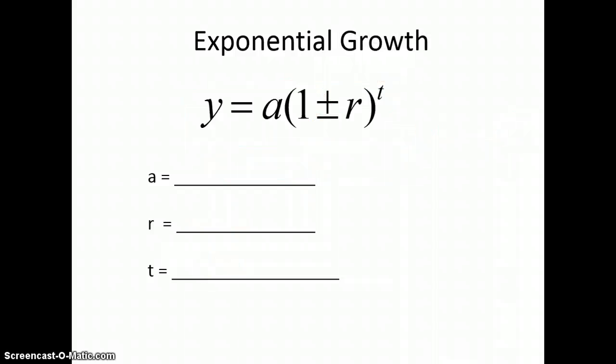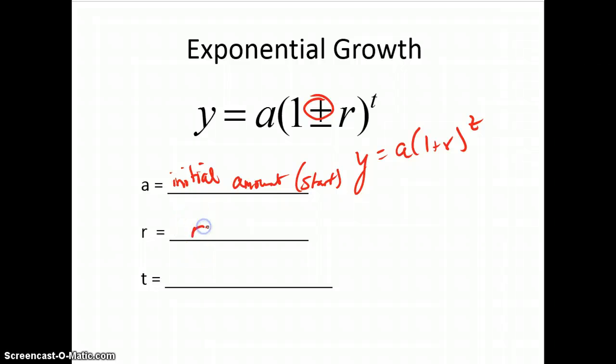Exponential growth, and notice it is the exact same formula, except this time we are getting bigger, so we're going to be adding it. So this formula is really 1 plus r to the t. A is still the initial amount, or what we start with. R is still our rate, and t is still time.